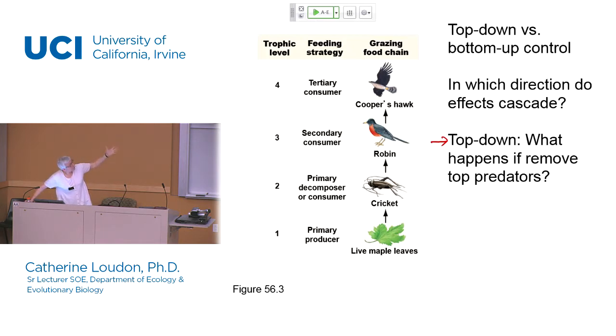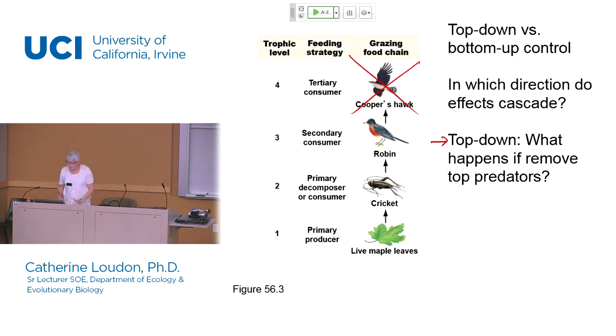Those primary producers are being consumed by the primary consumer, which in turn is consumed by the secondary consumer. In this particular case, a robin is shown, and consumed by a tertiary consumer. In this particular case, Cooper's hawk. Now, if there is top-down control, then we should be able to predict in this simple food chain what will happen if we remove the top predators. Okay, there we go. Cooper's hawks are gone. If there is top-down control in this food chain, what would you expect would happen?